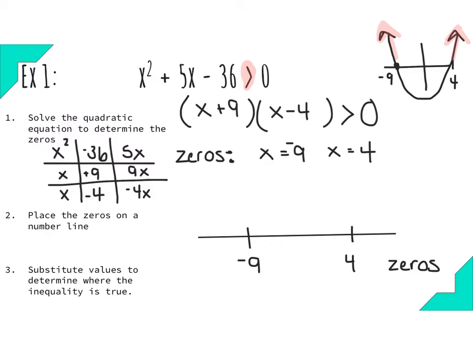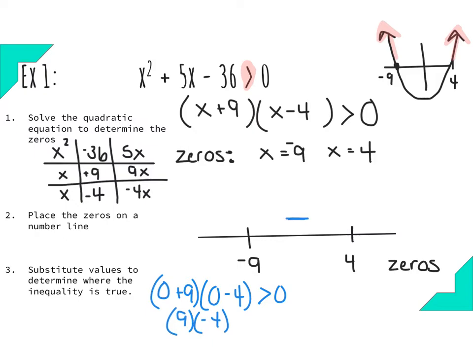All right, so if I plug in 0, I'm going to plug it into where I factored. So if I pick 0, that would be 0 plus 9 times 0 minus 4. Is that greater than 0? Well, 0 plus 9 is 9, and 0 minus 4 is negative 4. That gives me negative 36. So in between, I know it's going to be negative. That means it has to be positive on the outer two.